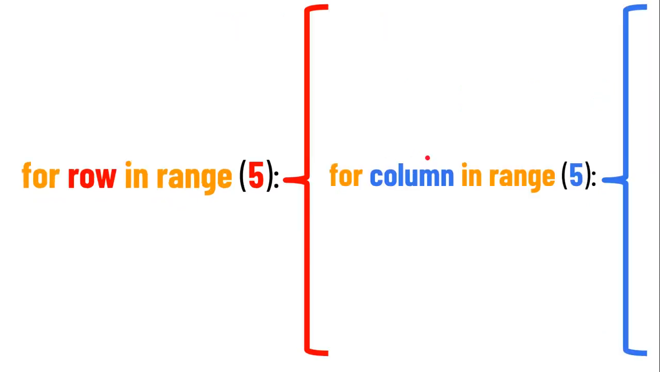Another thing that we have to keep in mind is that the order in which you write the for loops in your code matters a lot. This is the order that we will be using. First, I need to handle the rows, and inside the rows, I'm going to use the for loop for the columns.